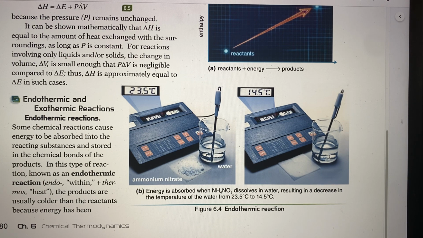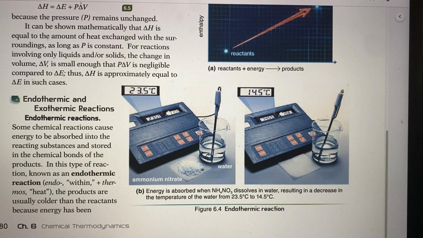So the enthalpy of the products is going to be greater than the reactants. Basically, the change in H, the change in enthalpy, is going to be positive. So whenever you have an endothermic reaction, you're always going to know the change in energy is going to be positive. It's going to be a positive reaction. Pretty important to know.